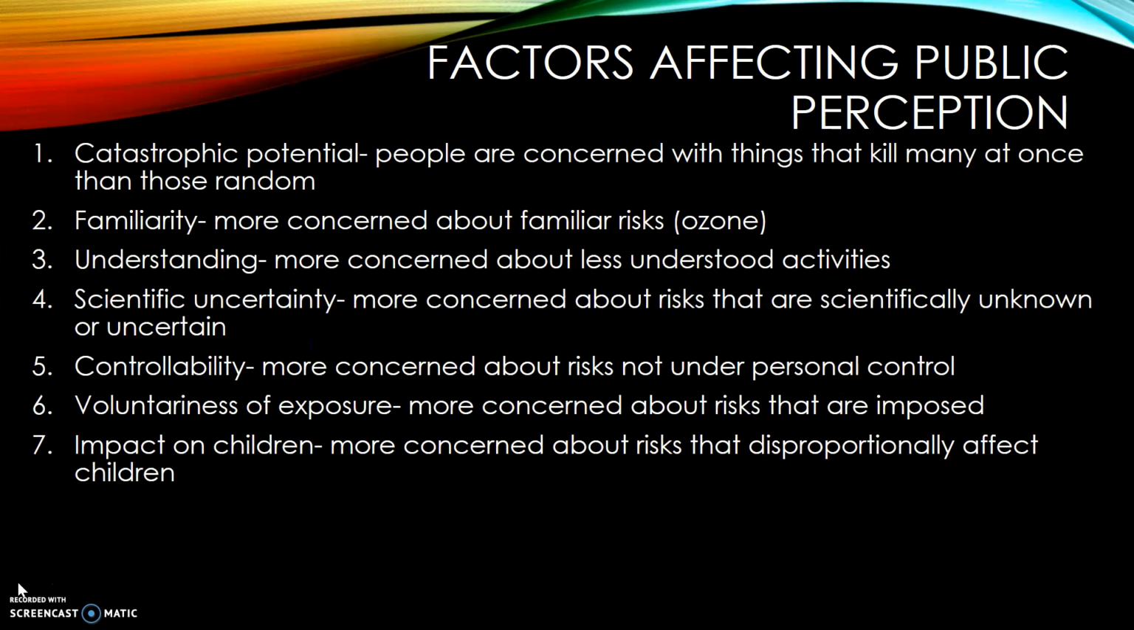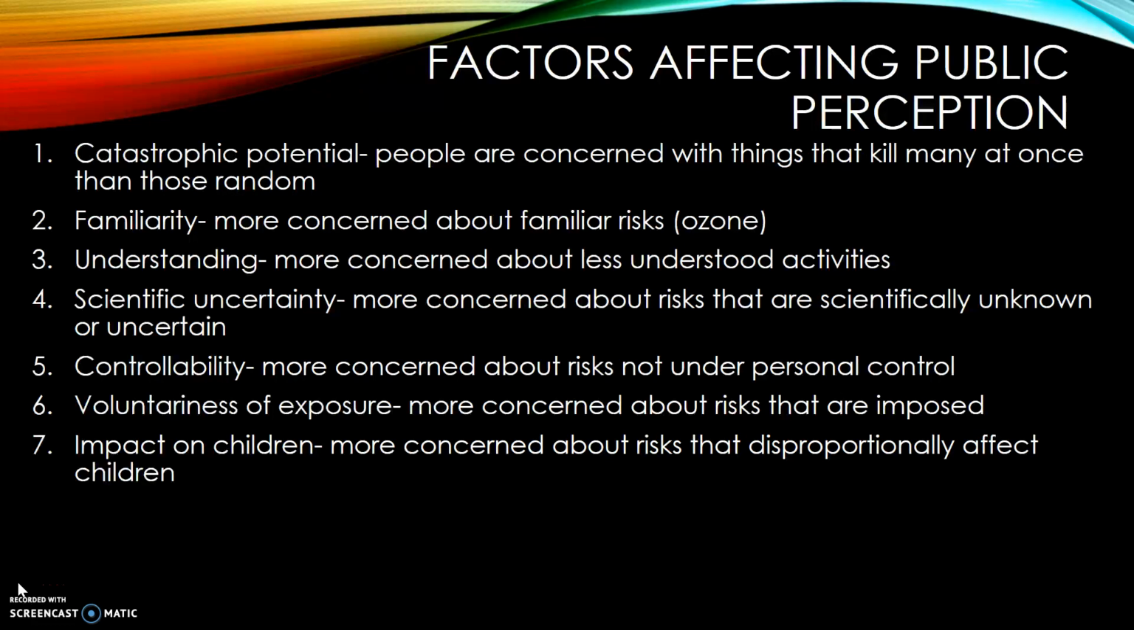Some of the factors that affect public perception include catastrophic potential, which means people are concerned with things that kill many at once rather than those that are random. Familiarity: they are more concerned about familiar risks such as the ozone. Understanding: they are more concerned about less understood activities.